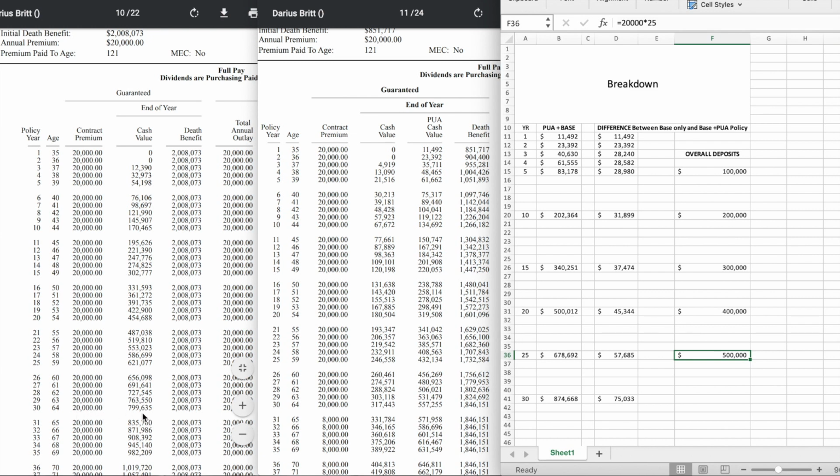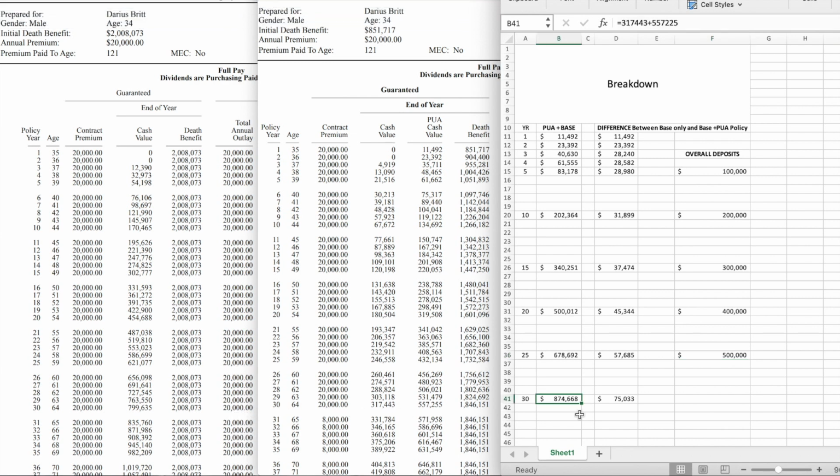In year 30, by this point, in the traditional whole life policy, policy 1, we have $799,635. And in this policy, policy number 2, we have $874,688 available, and the difference at this point is $75,033. And oops, I did not put in the overall deposits. Forgive me. And by year 30, you have deposited $600,000.